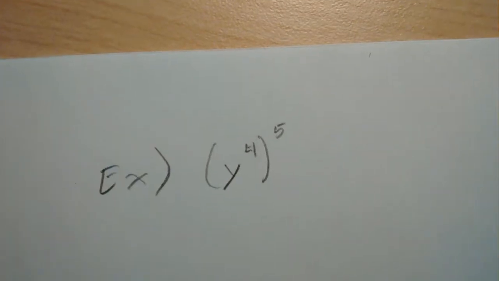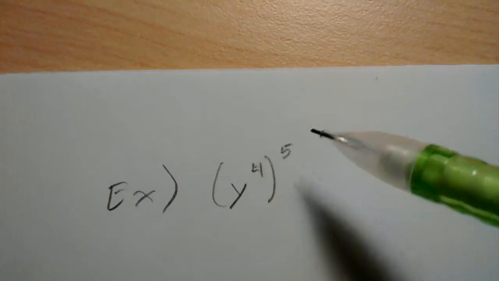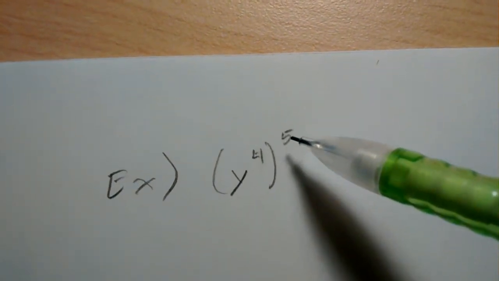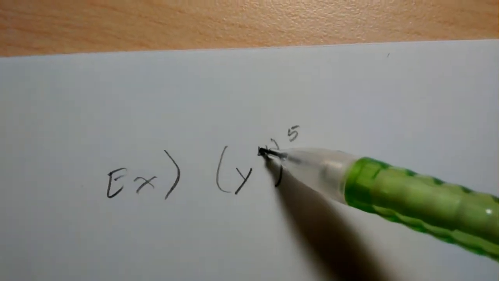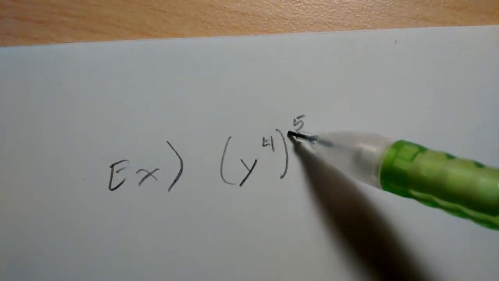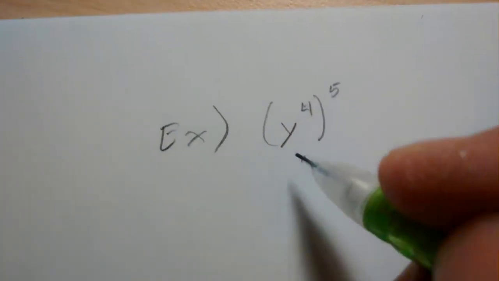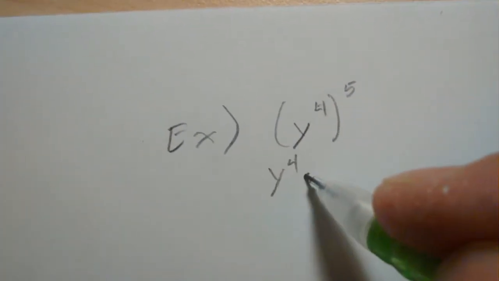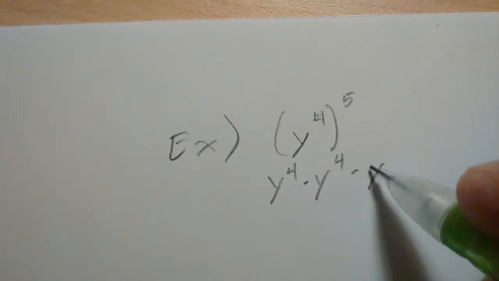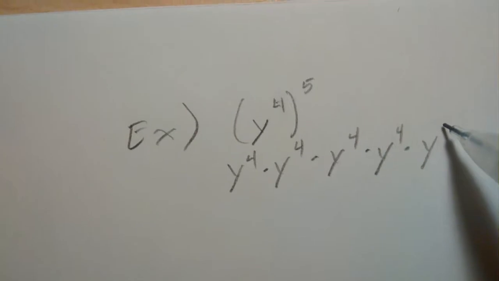I alluded to this type of problem earlier in a previous example, but let me walk you through what this leads us to in terms of another property. Here we have y to the fourth raised to the fifth power. So if we examine starting from here, this 5 exponent means take 5 of those and multiply them together. So there's 1, 2, 3, 4, 5.